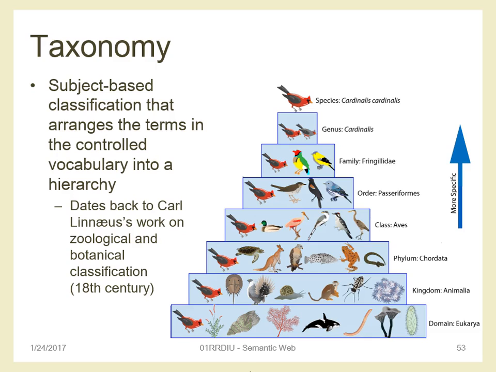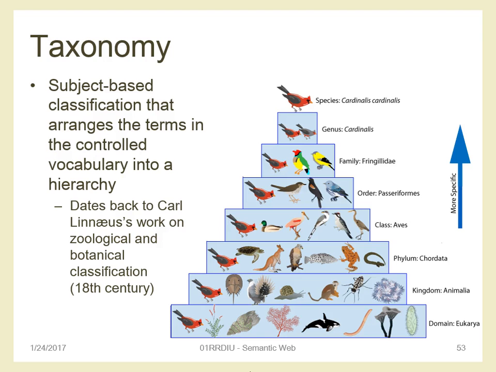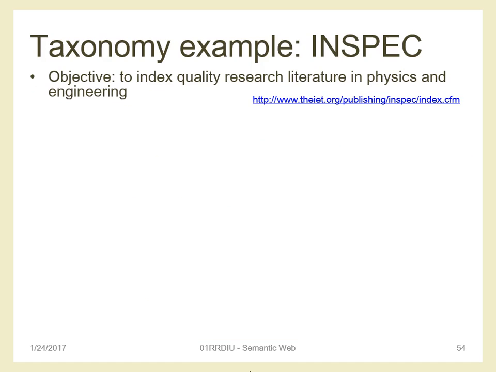The term dates back to Linnaeus' work on zoological and botanical classification. So it's something that is from the 18th century. But it's a term that well represents that the concepts are organized only with two concepts, the father and the child. Okay, so one term is broader than the other, or narrower than the other. This is just an example.